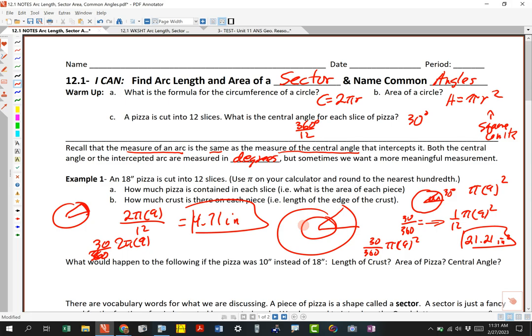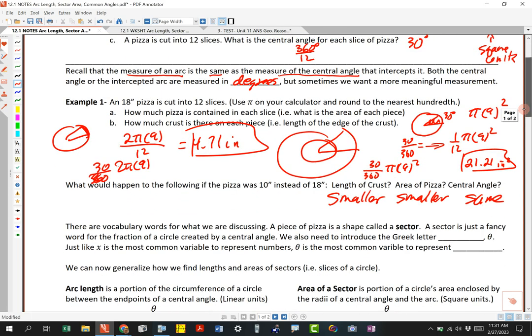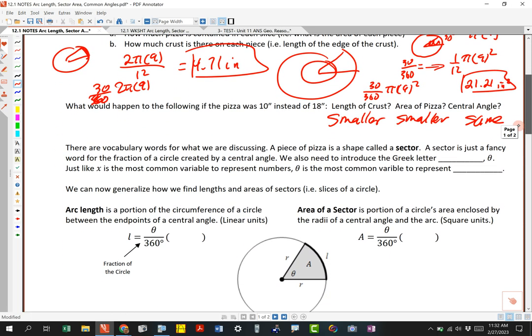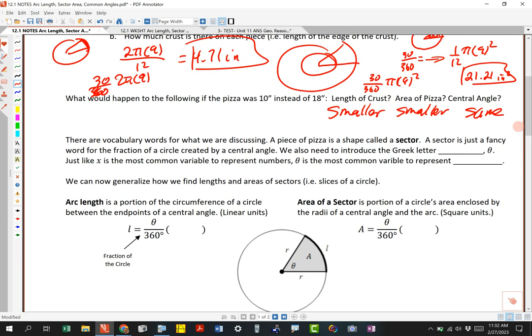So here's what would actually happen. The length of the crust, smaller. The area of the pizza, smaller. Central angle stays the same. Okay? Now, there are words for what we're talking about here. So the piece of pizza is a shape called a sector. And a sector is just a fancy word for a fraction of a circle created by a central angle. So when we say sector, we're always talking about a central angle.